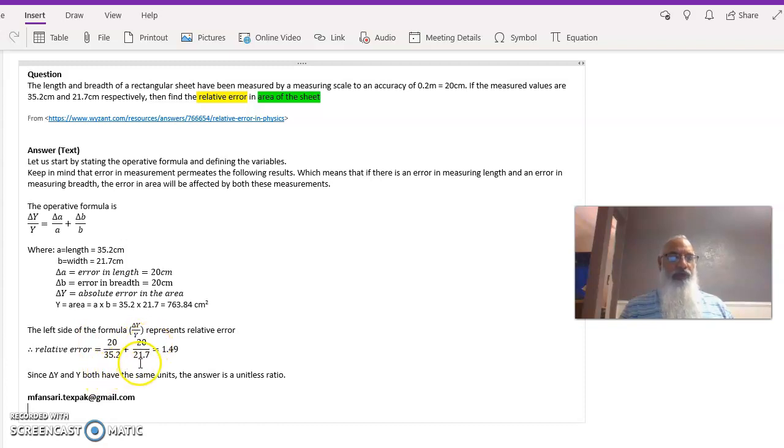The 35.2 and 21.7 are also centimeters. So in other words, delta y is measured in centimeters, y is measured in centimeters, and when you divide those two, the units cancel off, and so your answer, the 1.49, is a unitless ratio. So the uncertainty or the relative error in your area would be 1.49 given the parameters here in this question.